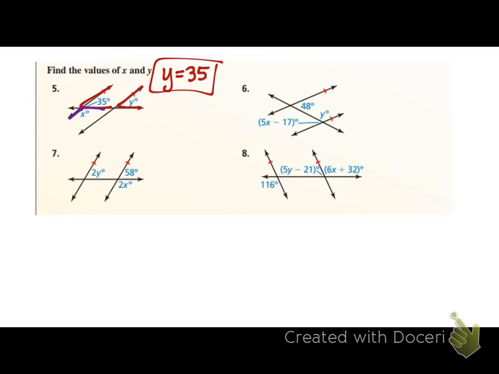What about x? What relationship do x and 35 have? They are supplementary, but why? They're not consecutive. What are they? They're a linear pair, so they add up to 180. So you just subtract 35 from 180. So x equals 145.